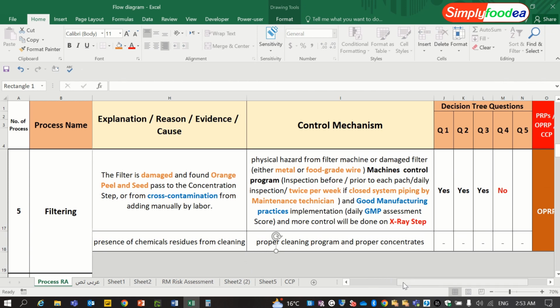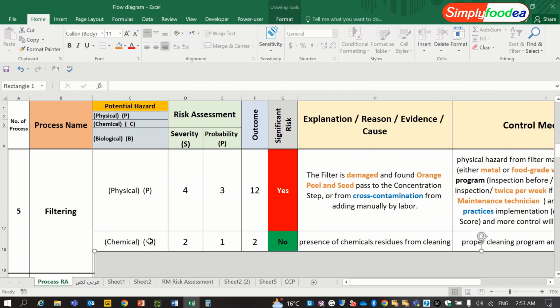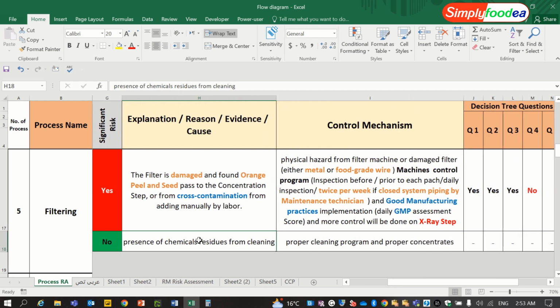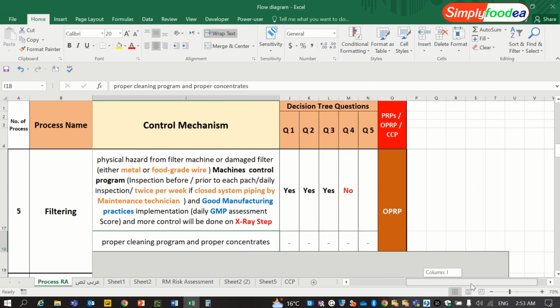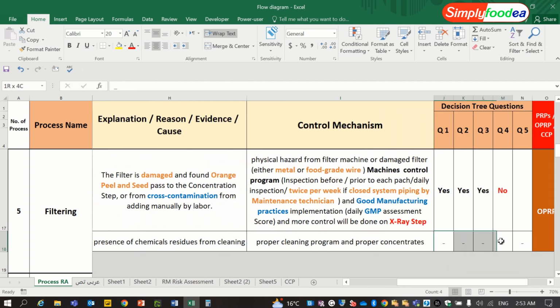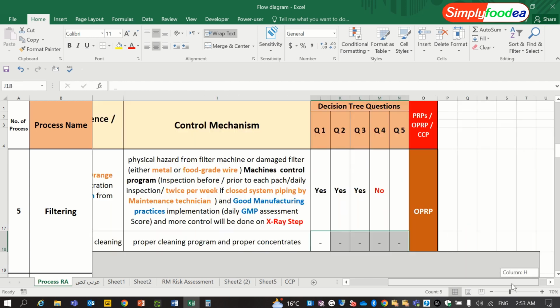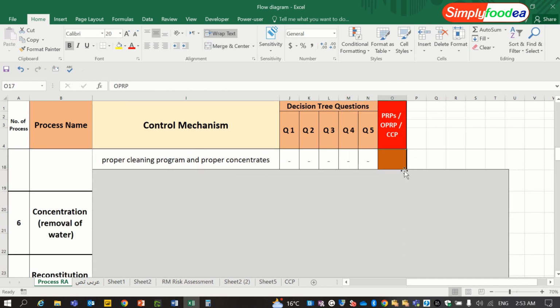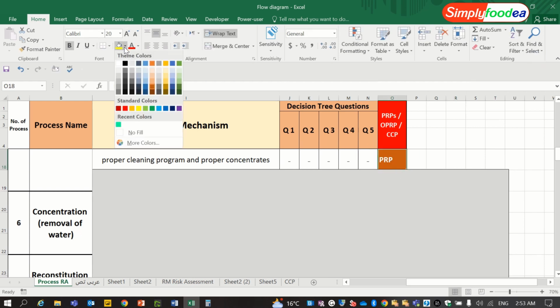And in filtering, the chemical hazard is also of little occurrence, little severity and little probability. So maybe, also like the squeezing out, the presence of chemical residues from cleaning is controlled by a proper cleaning program and proper concentration. And now here I'm not doing any decision tree because it's an OPRP, so I can show it again. This is an OPRP and this is a PRP, so it will be in green color.